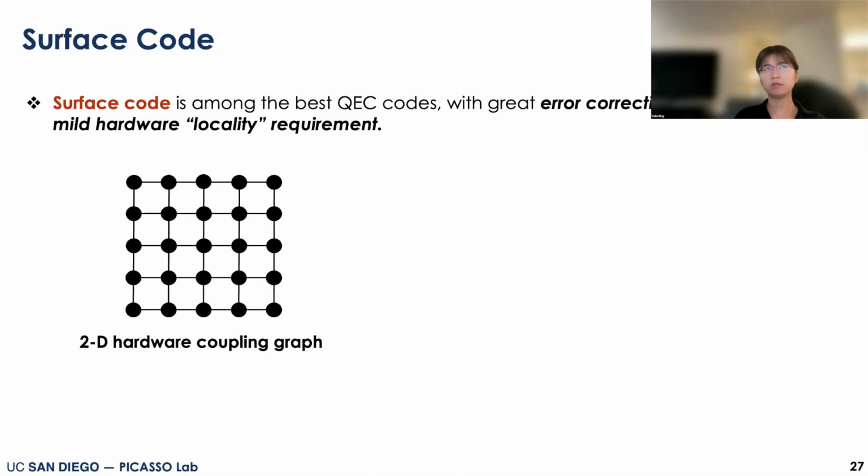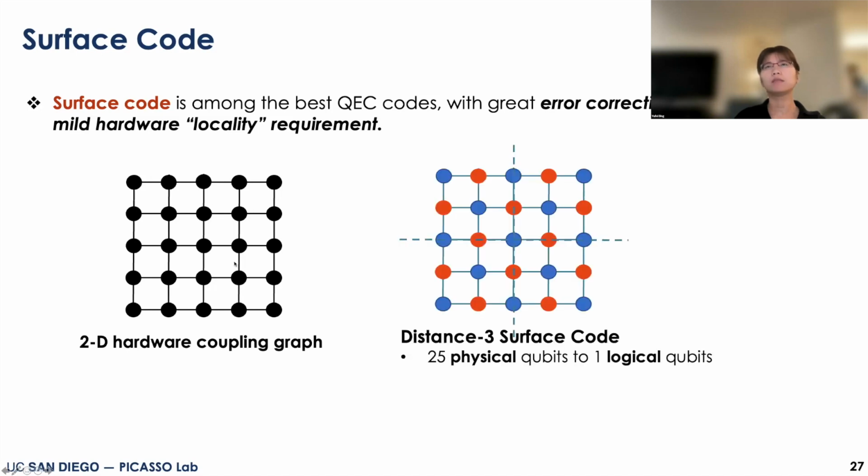When the surface code was first designed, it assumed that one day we could build 2D quantum hardware where each qubit is directly connected to four neighboring qubits. Just to give you a more concrete picture, say we want to build a distance 3 surface code. For this distance 3 surface code, if you count, it's 25 total physical qubits, like 5 times 5.